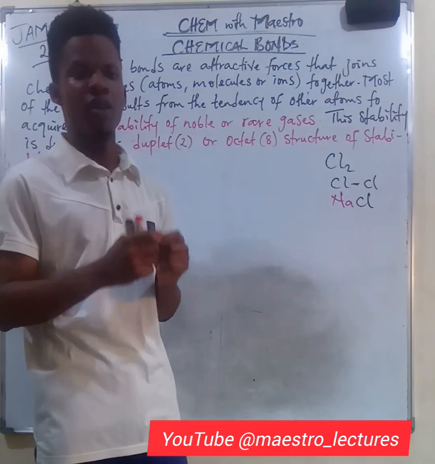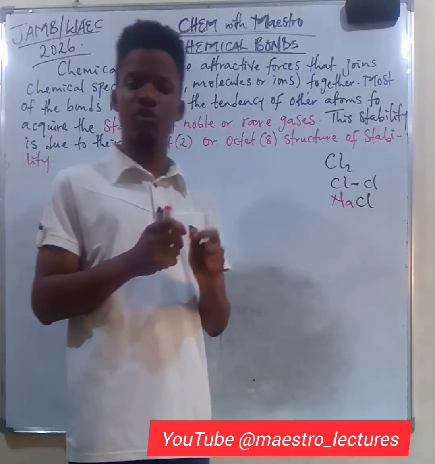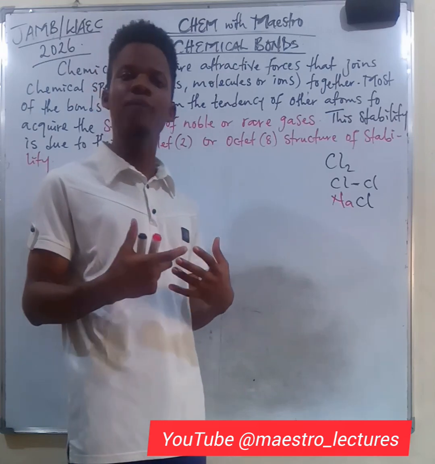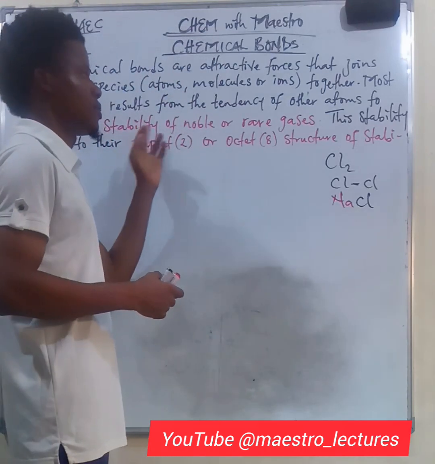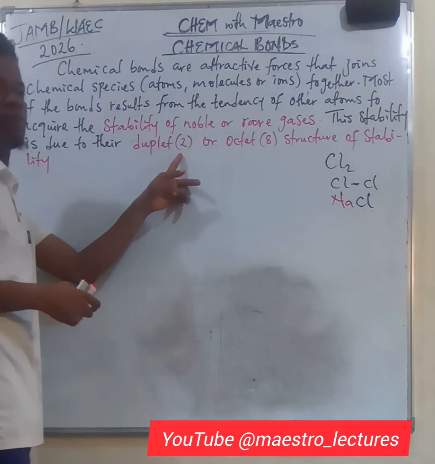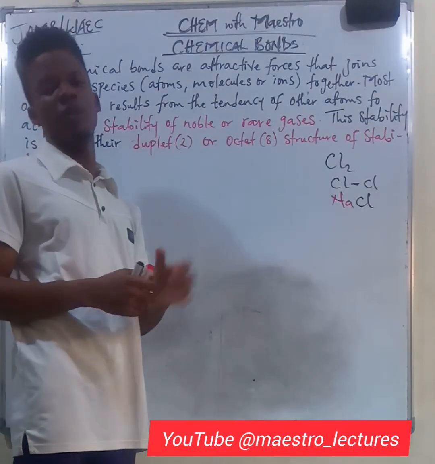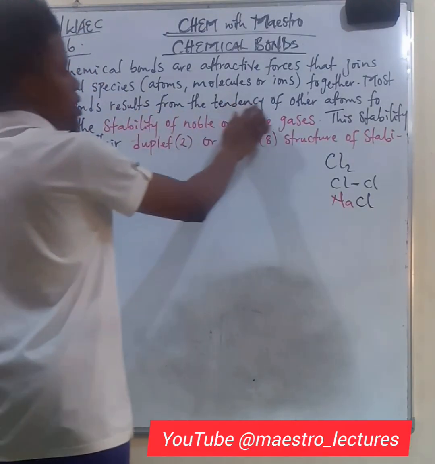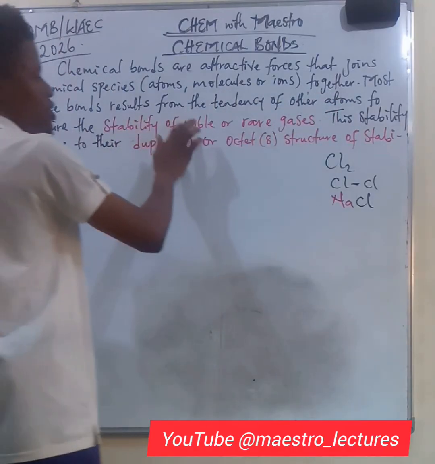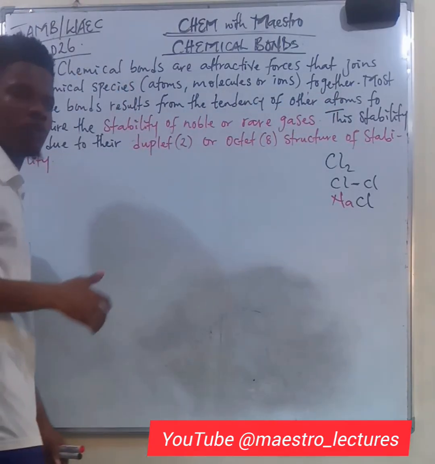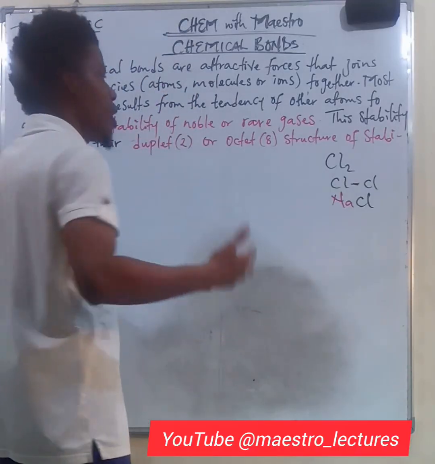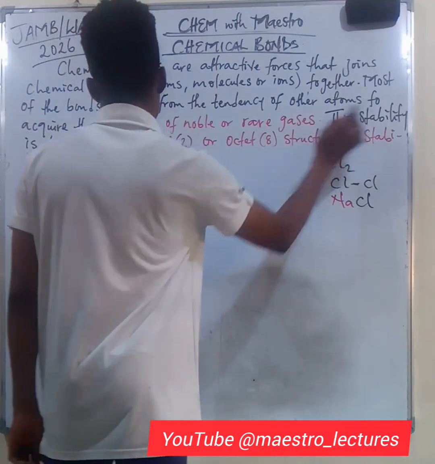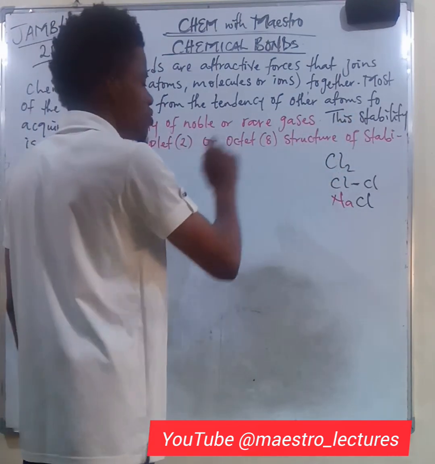Now, the stability of elements is the ability for them to have either the duplet structure of stability or the octet structure of stability of the noble gases. So look at it now. It says most of the bonds result from the tendency of atoms to acquire the stability of noble or rare gases. So most of the bonds are a result of atoms trying to acquire what? The stability of the noble gases. Now, what is the stability of the noble gases? This stability is due to their duplet or octet structure of stability.